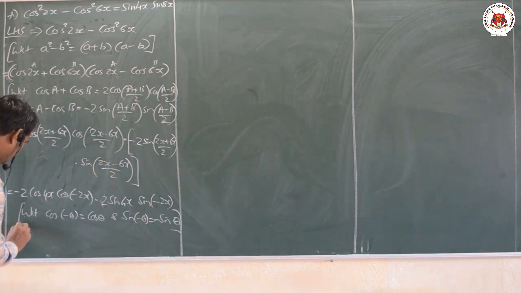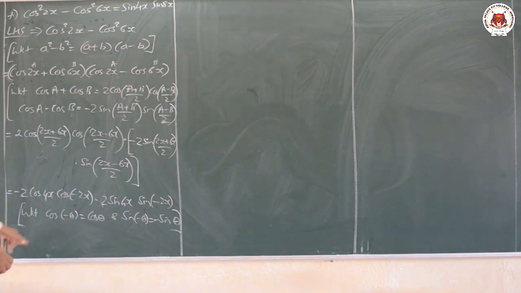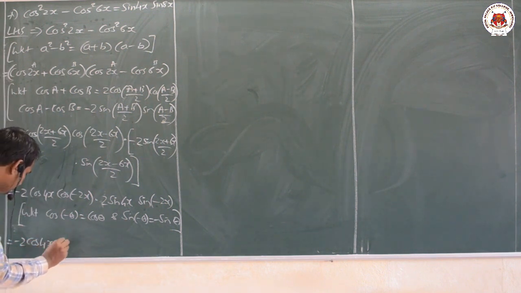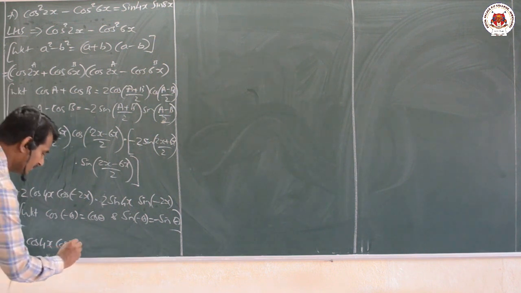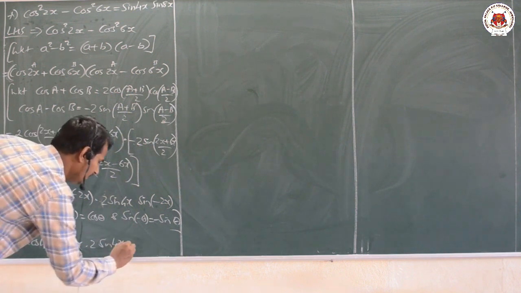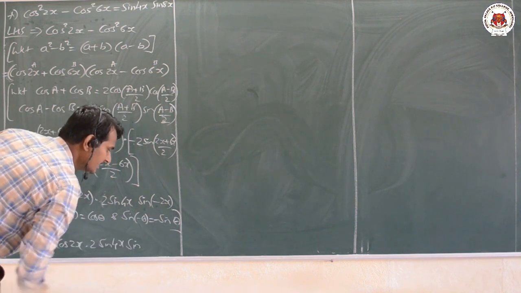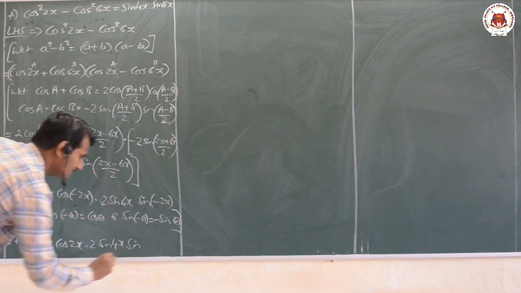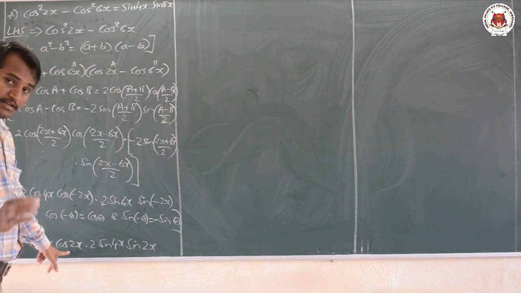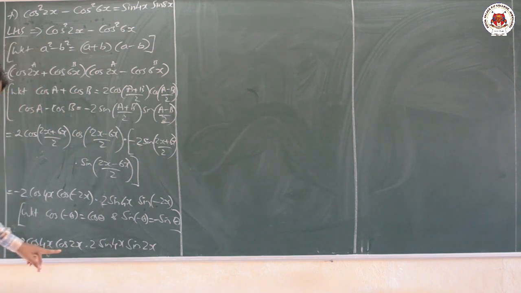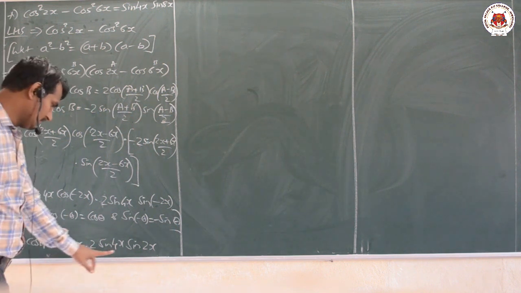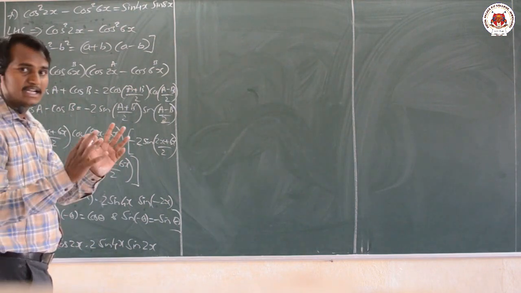That means according to that particular formula, I can write down minus 2 cos 4x into cos 2x. Next part is into 2 sin 4x, and then sin of minus theta is minus sin theta, here minus minus becomes plus, that is 2x. Next, since it is multiplication, I will group it: 2 sin 4x cos 4x into 2 sin 2x cos 2x.